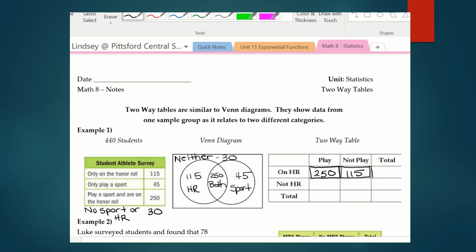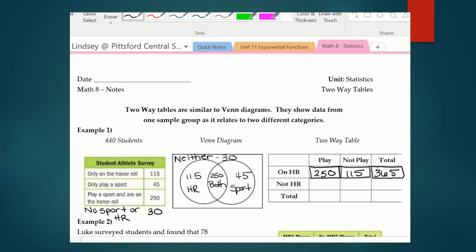Now this total space right here is for the number of kids that occupy that row. So this total space is for the number of kids that are on the honor roll. So the total number of kids that are on the honor roll would be 250 plus 115. Now that total space, it doesn't matter if the student also plays a sport or doesn't play a sport, it's just referencing kids that are on the honor roll. And of the 440 students that were surveyed, 365 are on the honor roll.